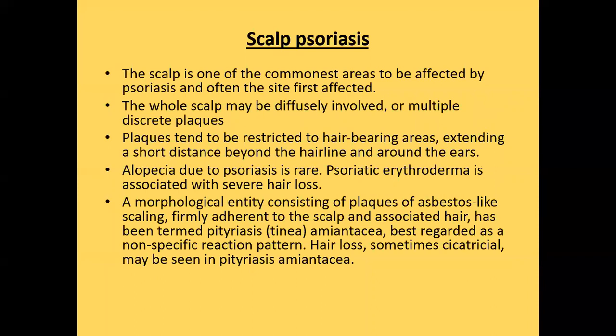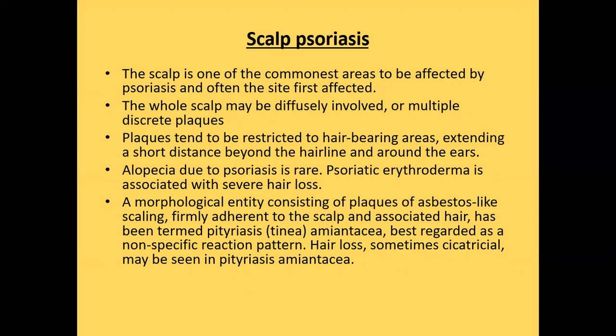This is the feature which distinguishes psoriasis from seborrhea, in which the scales are usually soft and oily and are restricted to the hairline. While in scalp psoriasis, the scales are thick, dry, and extend beyond the hairline. Alopecia due to psoriasis is rare, and psoriatic erythroderma is associated with severe hair loss, although this is telogen effluvium, and these hairs which fall return after some time.